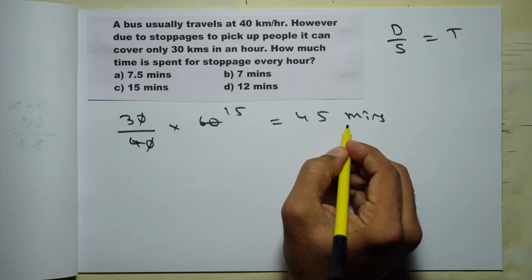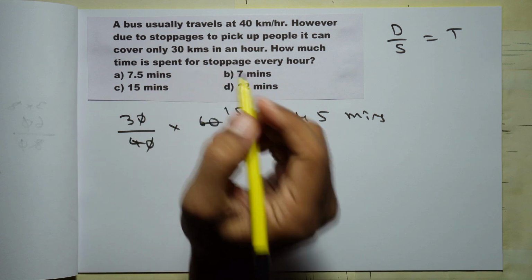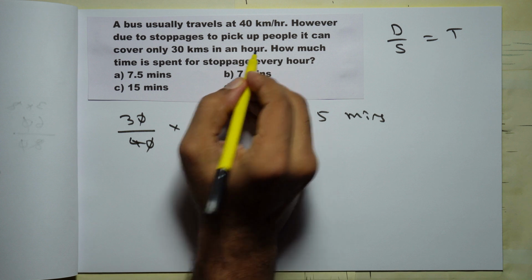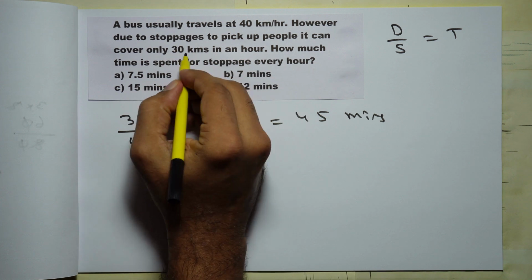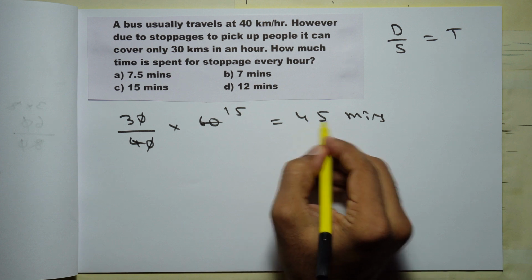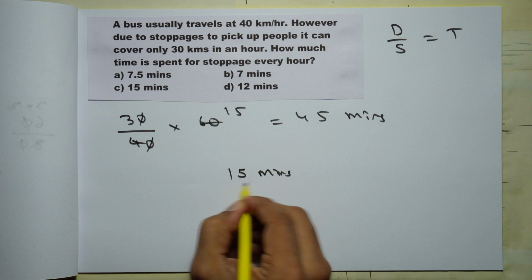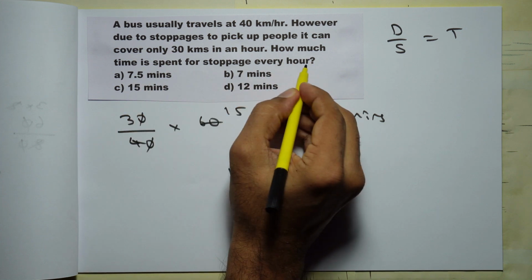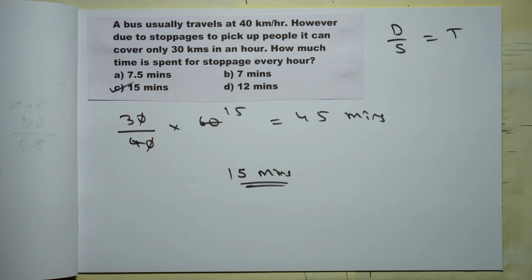So actually the bus requires only 45 minutes to do this 30 kilometers. And it does only 30 kilometers in 1 hour. That is in 60 minutes it actually does only 30 kilometers. And to do this 30 kilometers it requires only 45 minutes. And remaining 15 minutes will be stoppage time. So the question is how much time is spent for stoppage every hour? 15 minutes, that is option C.